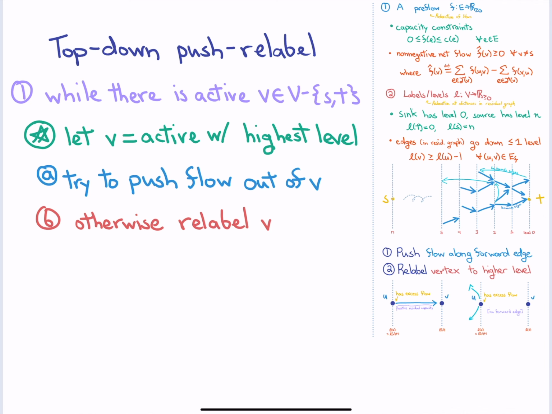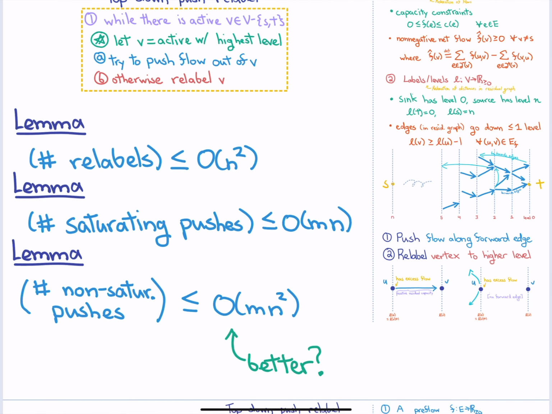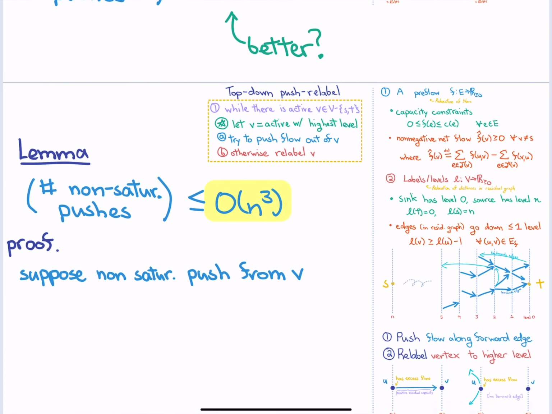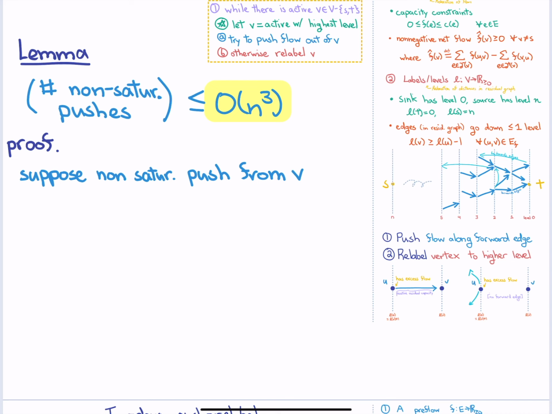The previous lemmas all still apply, because previously we just didn't assume anything. So the number of relabels is still at most n squared. The number of saturating pushes is still at most mn. And the number of non-saturating pushes is at most mn squared, but we're going to try to do better. The claim is that the number of non-saturating pushes is at most n cubed.